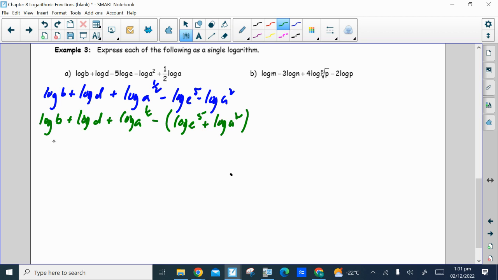So these first three are added together, so that'll be the product law. It'll be the log of B times D times A to the 1/2 minus, so I'm going to divide, and what's inside the bracket, again, they are added together, so that's the power law, or the product law again. So we can combine those 5 terms into one statement using the laws of logs.